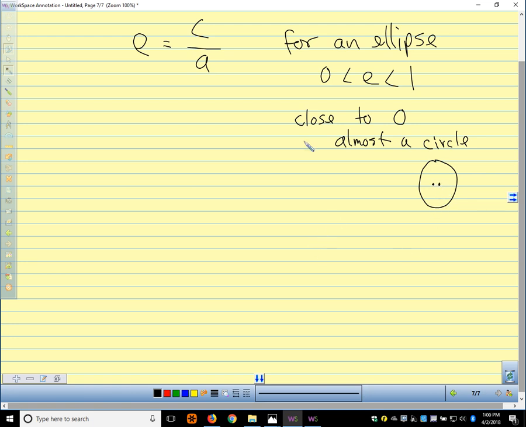If it's close to 1, my ellipse is flat. So my ellipse is going to look like this. And that means the foci are close to the vertices. C and A are close to being the same number.